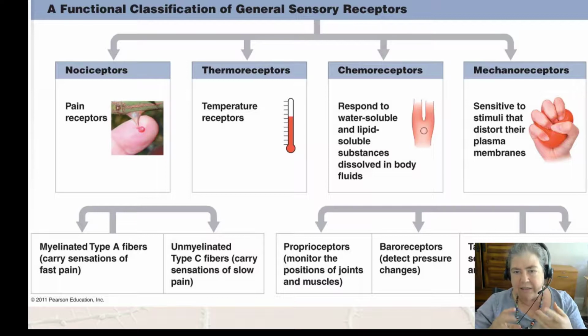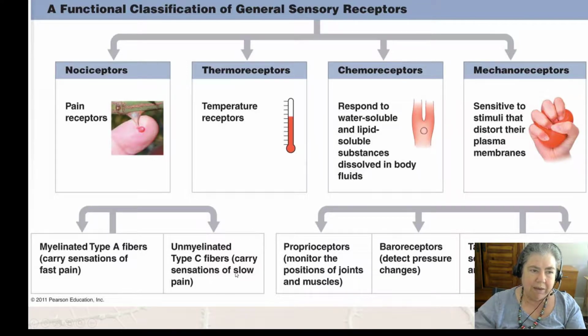These signals may be carried through myelinated fibers or unmyelinated fibers that carry nociceptors, particularly. Fast pain is carried by these myelinated type A fibers. So when you step on a nail, you withdraw very quickly, and that's because that signal is sent very quickly. But there are slower moving pain signals as well.